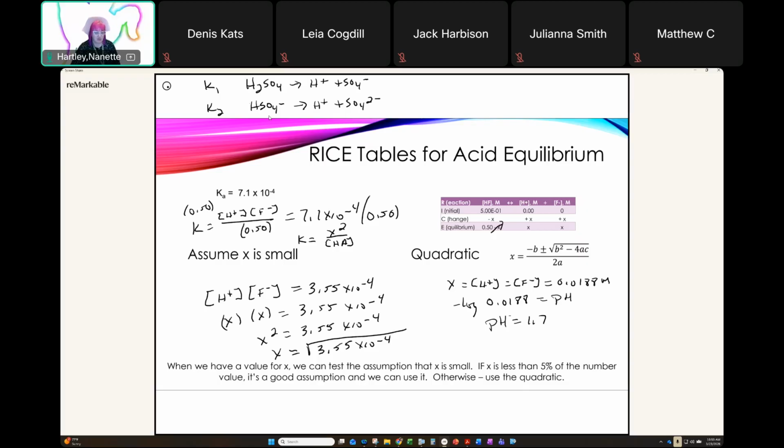So other questions about this particular version of using the ICE table for this? Now, of course, I have set up this ICE table for you. Remember that it is your responsibility to set up the ICE table if you're going to have to solve this yourself.